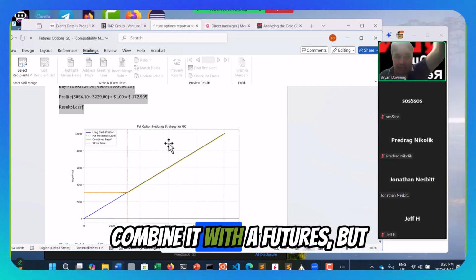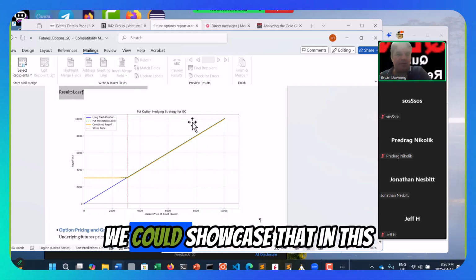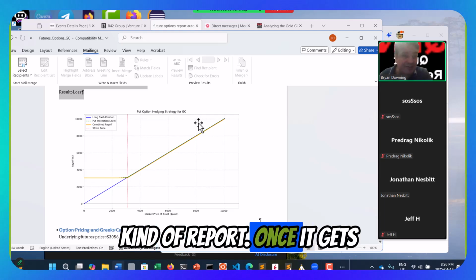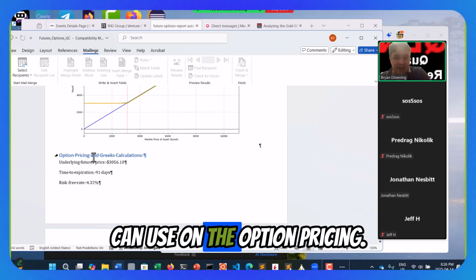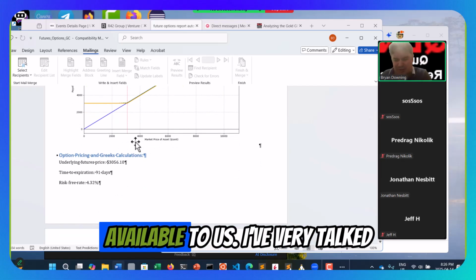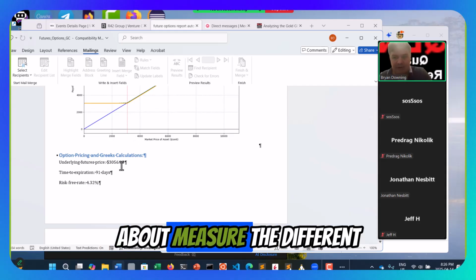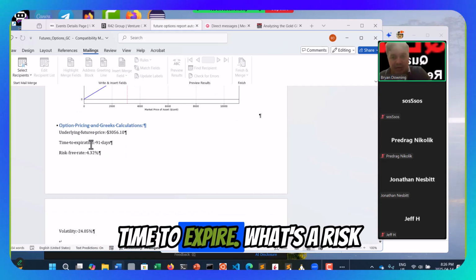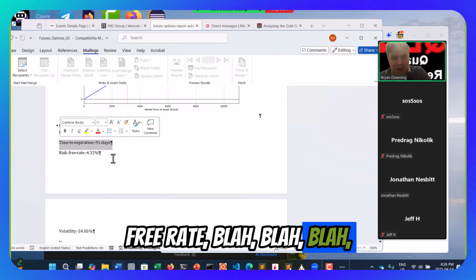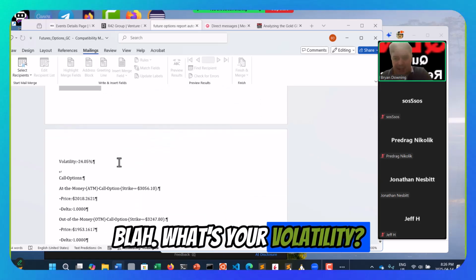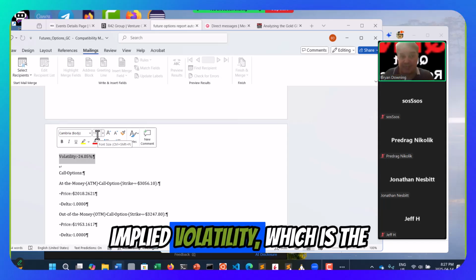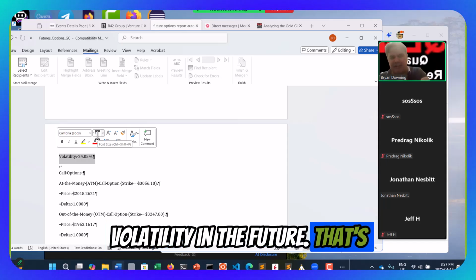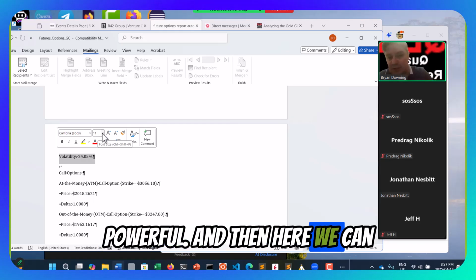We could combine it with the futures, and showcase that in this kind of report once it gets fairly sophisticated and very valid. And again, as I said, on the option pricing we can use all the different Greeks available to us that I've already talked about. Measure the different time to expiry, what's our risk-free rate, what's our volatility. And the good thing with Black-Scholes is you can forecast quite accurately the implied volatility, which is the volatility in the future. That's powerful.